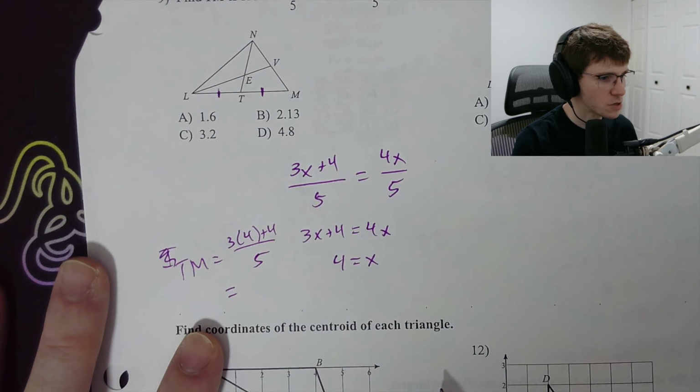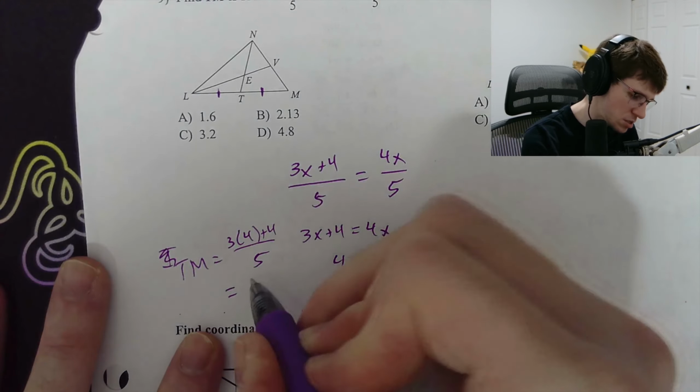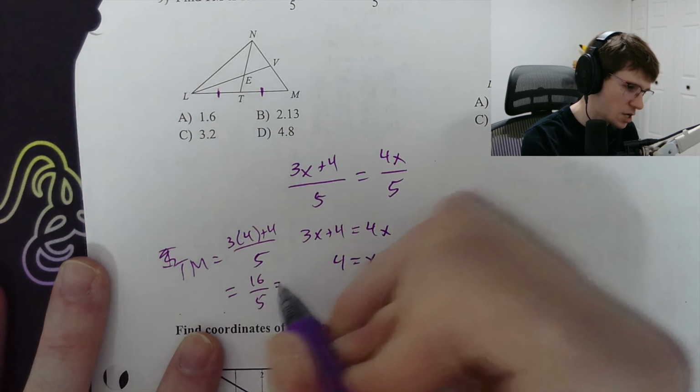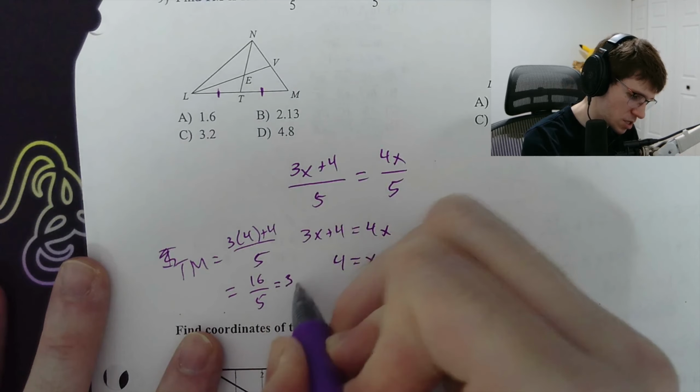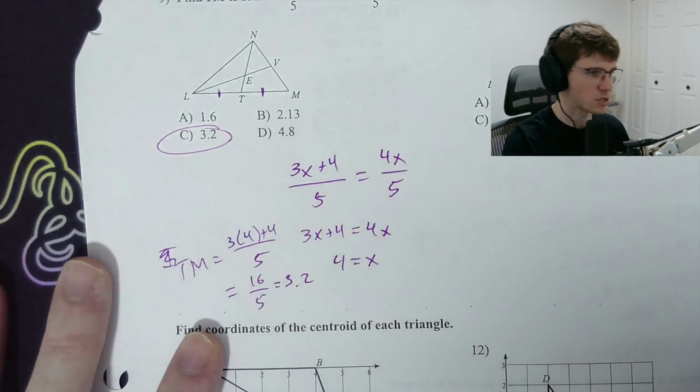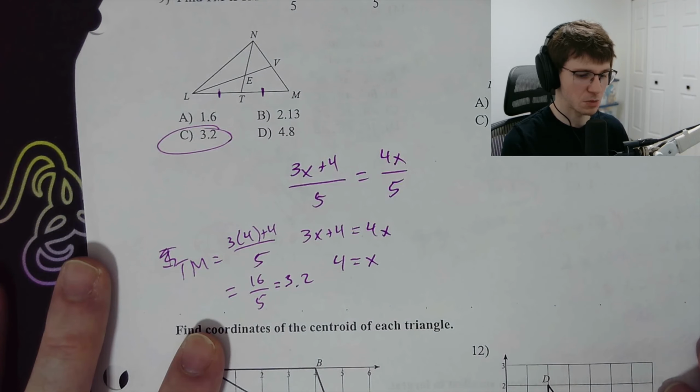All right, 3 times 4 is 12, plus 4 is 16, so we got 16 over 5. Put it into your calculator if you need to, but that's a 3.2. Final answer right there. Let's move on to question number 10.